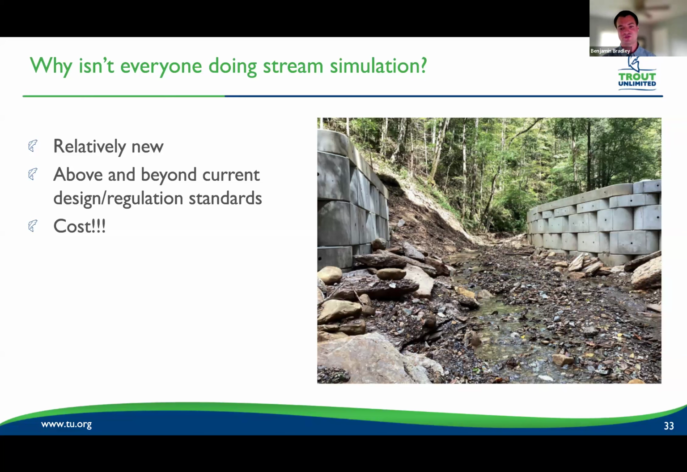Another big reason is StreamSim goes above and beyond current design standards and regulations. When we go to VDOT and ask them to put in a stream sim design, they look at us side-eyed like, hey, is that a good use of taxpayer money? Because right now the regulations say we need to countersink a pipe 6 inches in the stream bed for aquatic organism passage, and we need to design it to this flood event. And so really agencies don't want to go above and beyond what they traditionally do if it's way beyond the standard, just because they have to be good stewards of our tax dollars.